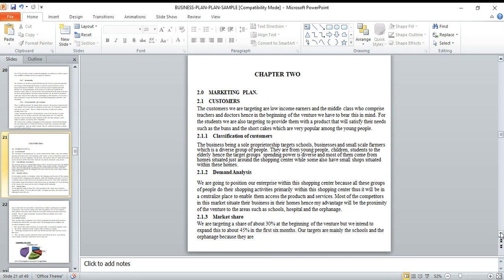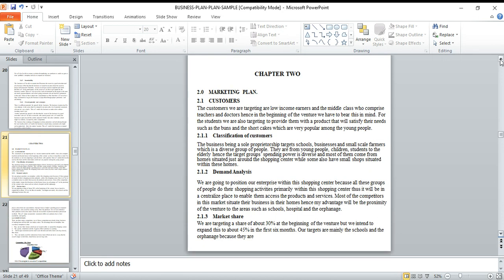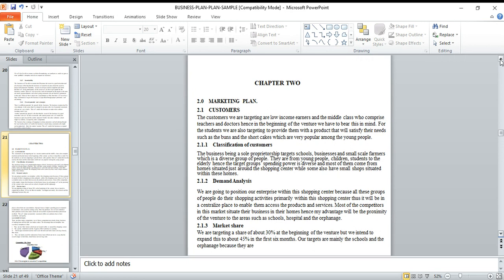Market share. How much do we own in this market share? When we're talking about the market share, we are talking about the competition also. We are targeting a share of 30% at the beginning of the venture, but we intend to expand this to about 45% in the first 6 months. Our targets are mainly the schools and the orphanage in this area.